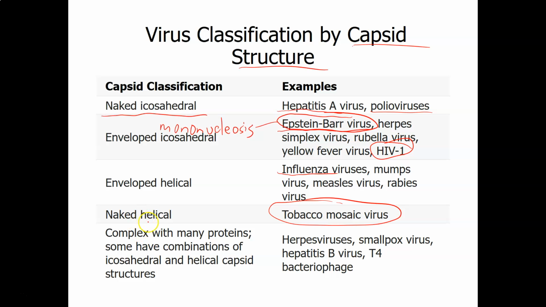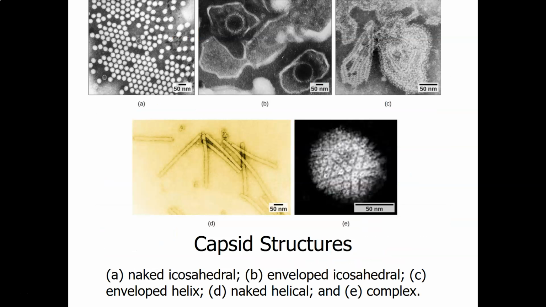And then we have some examples of complex, which means they're combinations of icosahedral and helical structures. The main example we have looked at thus far is T4 bacteriophage. And here you see images of the different shapes. A is naked icosahedral, like the adenoviruses. They look circular, but they're actually more of a geometrical shape.